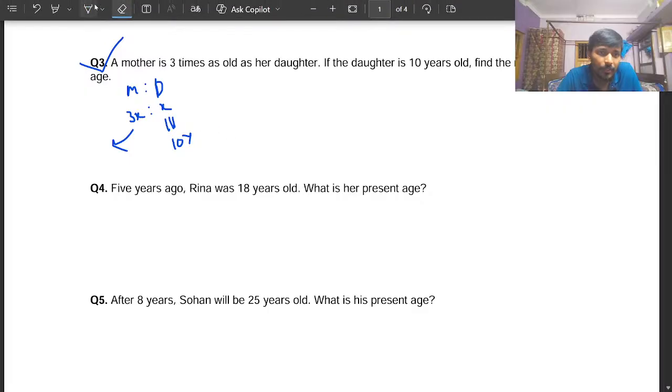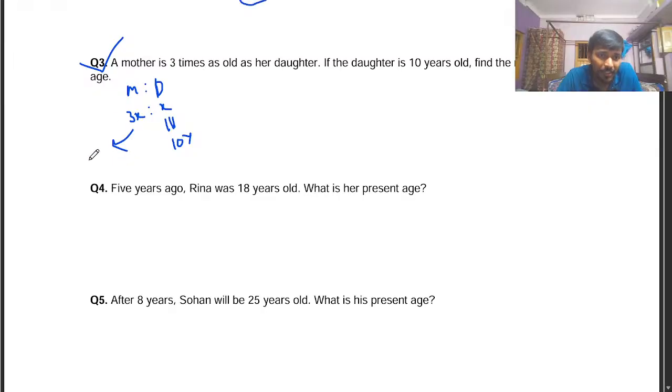Here it will be 10 years into 3. We will put the value of X here. So 3 into 10 years, that is 30 years. The final value is 30 years. So daughter's age is 10 years and mother's age is 30.